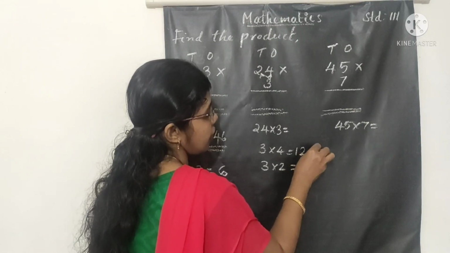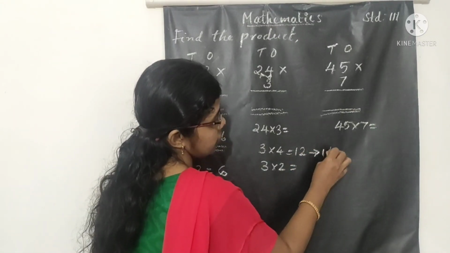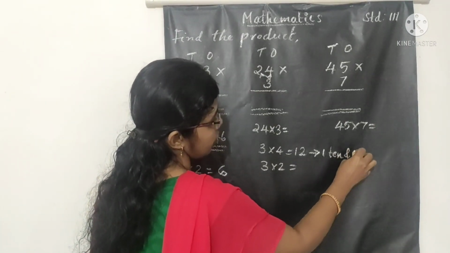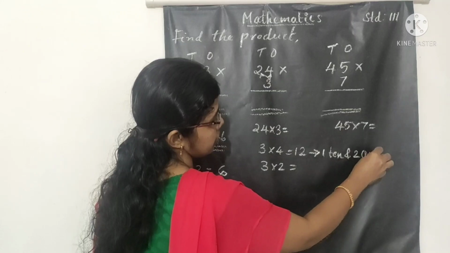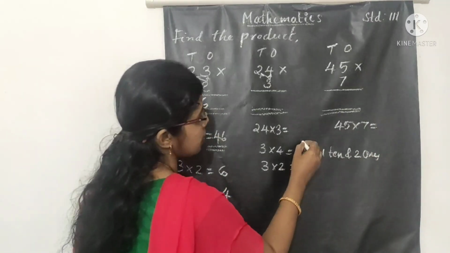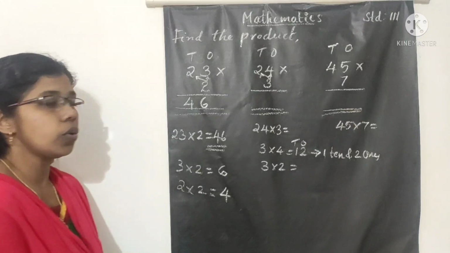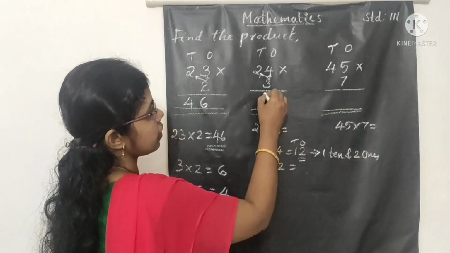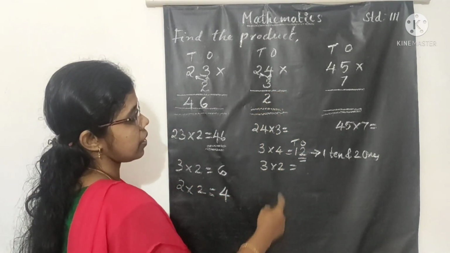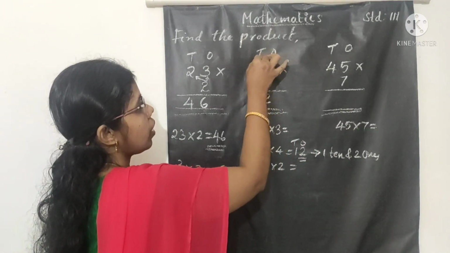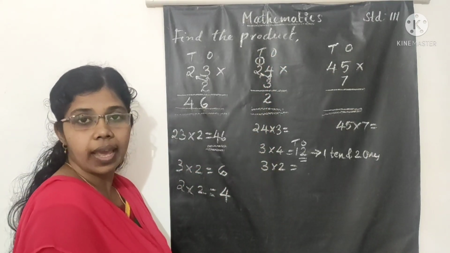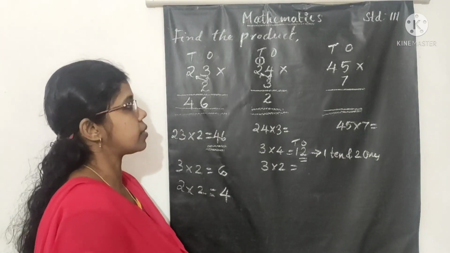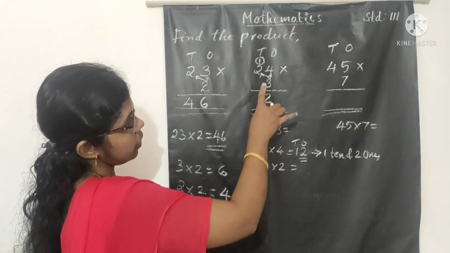12. This 12 contains 1 ten and 2 ones. Write that 2 ones in the ones place. That 1 is carried over to the tens place. Which place? Tens place. Clear? Yes.